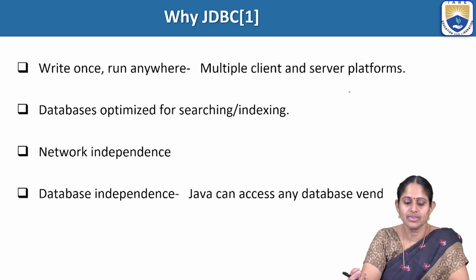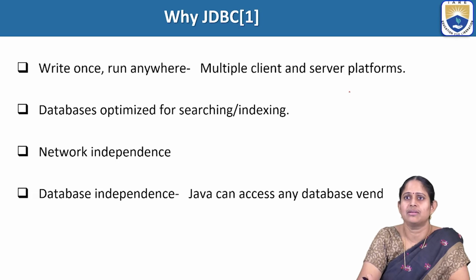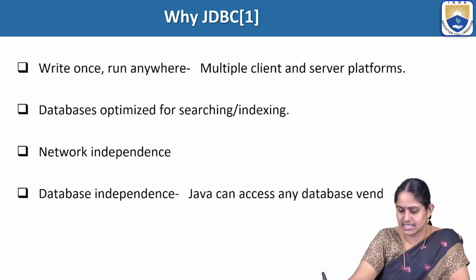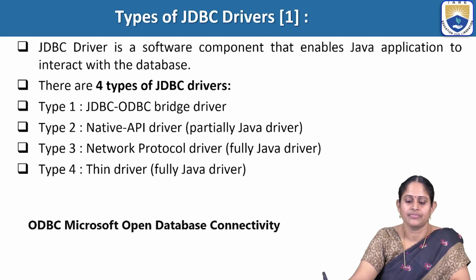Now, why we go for JDBC is because it is a write once, run anywhere form, wherein it can be used on multiple client and server platforms. These databases are optimized for searching and indexing. It provides network independence and database independence. That means Java can access any database vendor using JDBC.